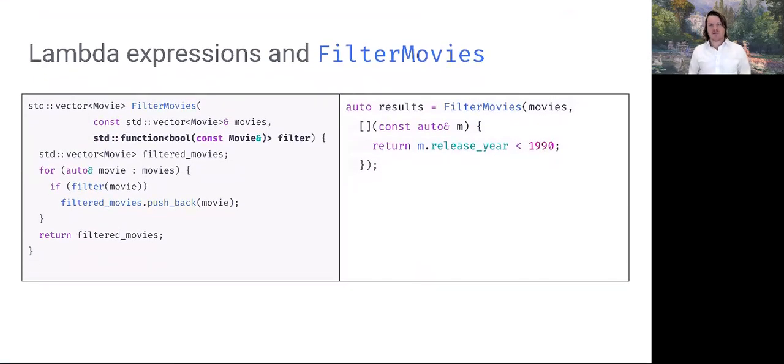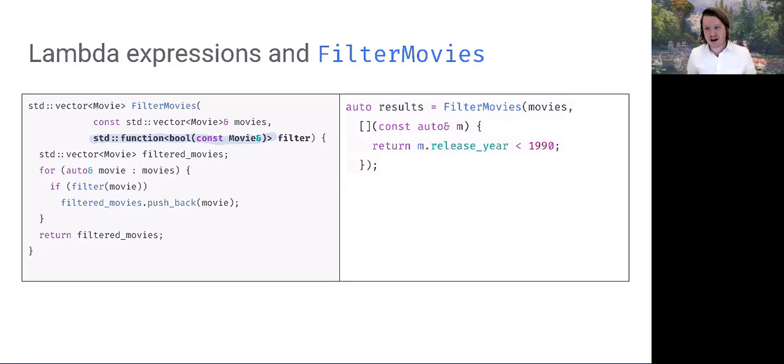So let's go ahead and look at how lambda functions or lambda expressions can be used in conjunction with our filter movies function. If we look here, we still have this wonderful standard template library function type, which will be the type for filter. We said in the previous lesson, and I recapped it here, this can bind to function objects that have a call operator defined to return Boolean with a parameter list that is more or less matching. It can also bind to function pointers, so it can receive addresses to functions that also have the signature as described.